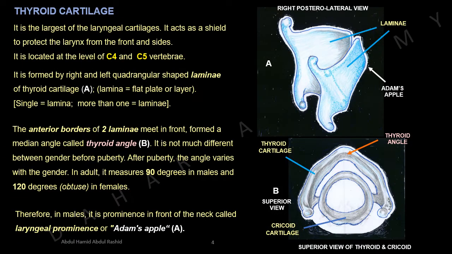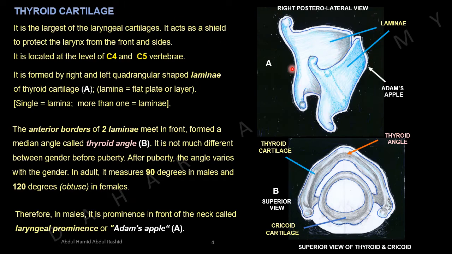Thyroid cartilage. In this slide, I am showing 2 diagrams, diagram A and diagram B. In diagram A, we are looking at the thyroid cartilage from right posterolateral side. In diagram B, we are looking at the thyroid cartilage from above. Now let's talk about the thyroid cartilage. Thyroid cartilage is the largest among the laryngeal cartilages. It acts as a shield to protect the larynx from the front and the sides. It is located at the level of 4th and 5th cervical vertebrae.